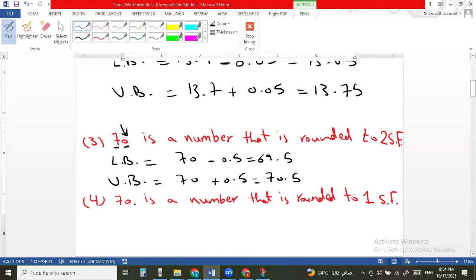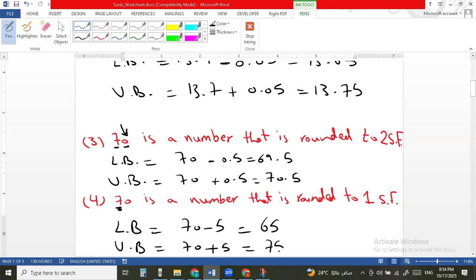But in this question, they provided you with the same number, but they're saying it's rounded to one significant figure. One significant figure, it means it's rounded to the nearest tens. Here is the first significant figure. Rounded to the nearest tens? No problem. So the lower bound is 70 minus 5, and the upper bound is 70 plus 5. This is 65, and here is 75.